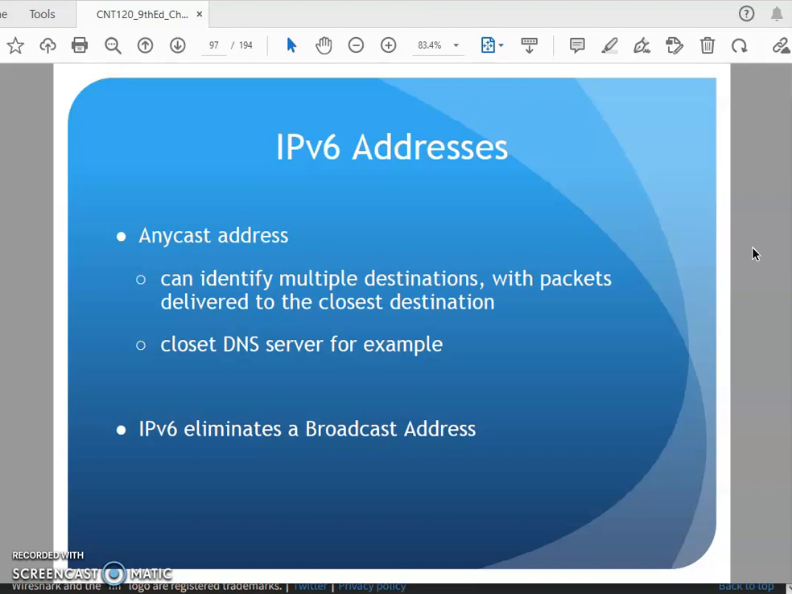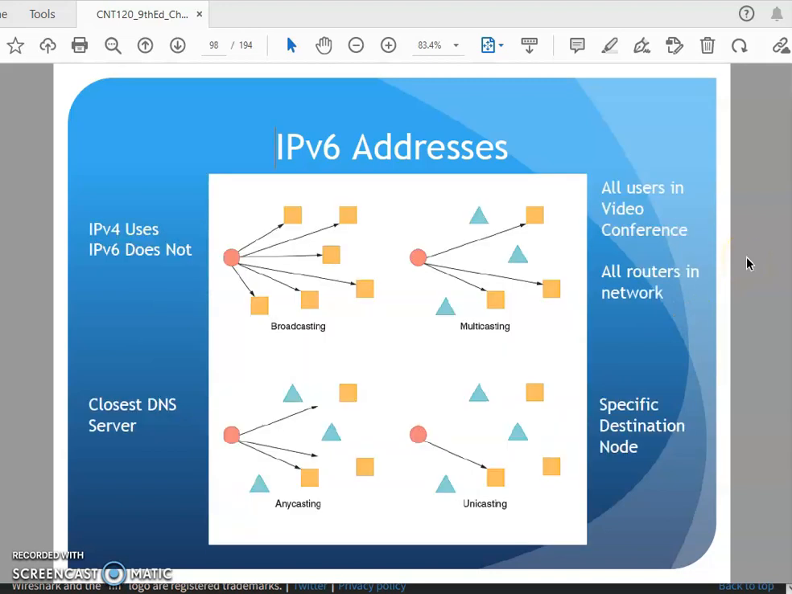There is such a thing as an Anycast address for IP version 6. This is a way to identify multiple destinations it's trying to communicate with, a way to maybe find the closest DNS server. So it's kind of like, hey, anybody out there can respond to me? The reason this is used is because IP version 6 does not do broadcasts. IP version 6 is not going to broadcast, so the Anycast has kind of taken that place.